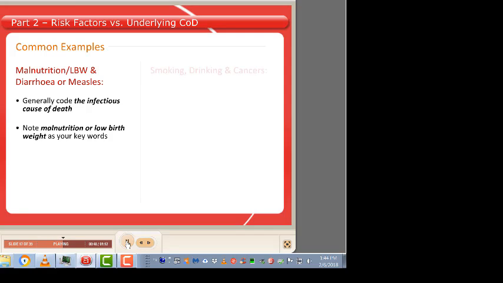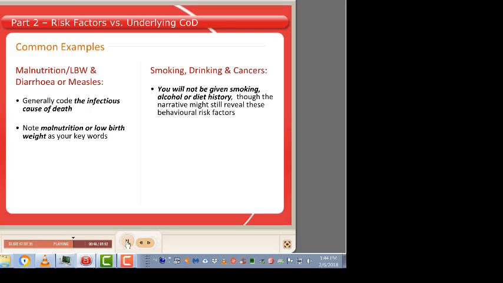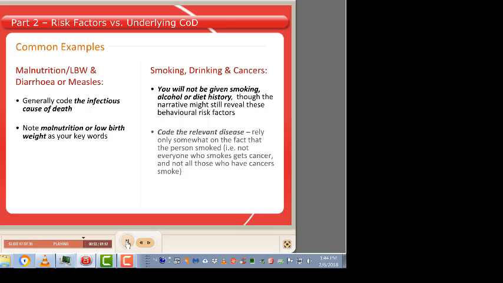For smoking, drinking and cancers, you will not be given smoking, alcohol or diet history. But the narrative might still reveal such behavioral risk factors. Code the relevant underlying disease and rely only somewhat on the fact that the person smoked. That is, not everyone who smokes gets cancer, and not all those who have cancer smoke. Your keywords should include smoking, drinking, and or other risk factors.